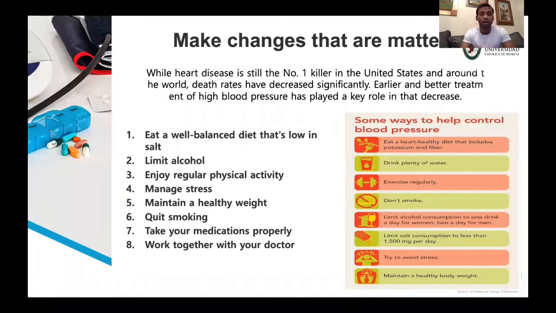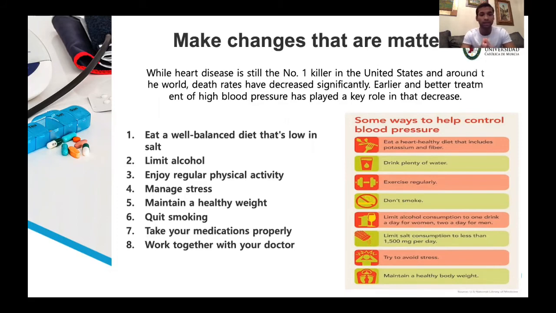Okay, so here we see the main things that we have to take care of. What do we have to take care of for not getting high blood pressure? While heart disease is still number one killer in the United States and around the world itself, death rates have decreased significantly. Earlier detection and better treatments of high blood pressure have played a key role in this. So we see that there are a lot of things which we have to do to keep it under control. Let's look at them.